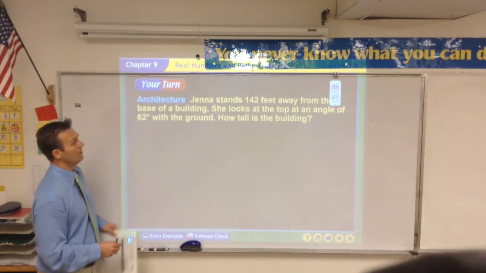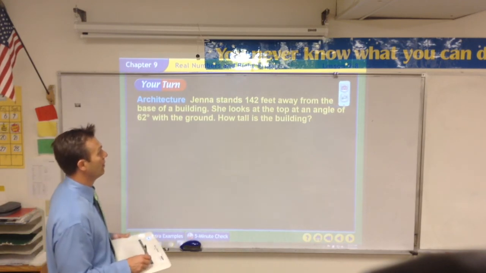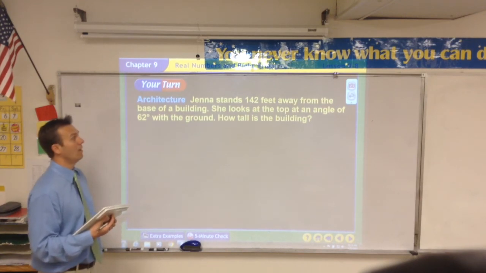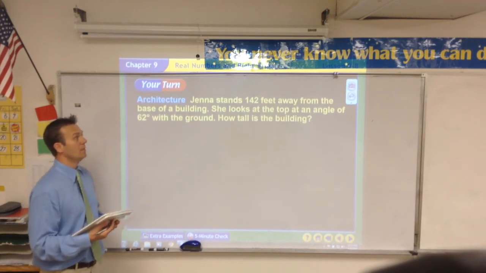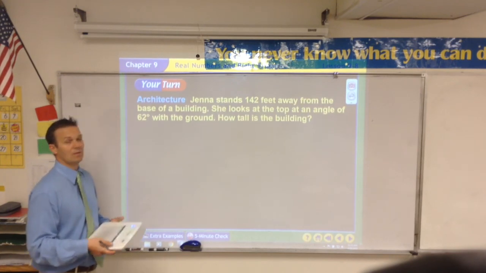Now it's your turn. Go ahead and write down this question. Jenna stands 142 feet away from the base of the building. She looks at the top at an angle of 62 degrees with the ground. How tall is the building?